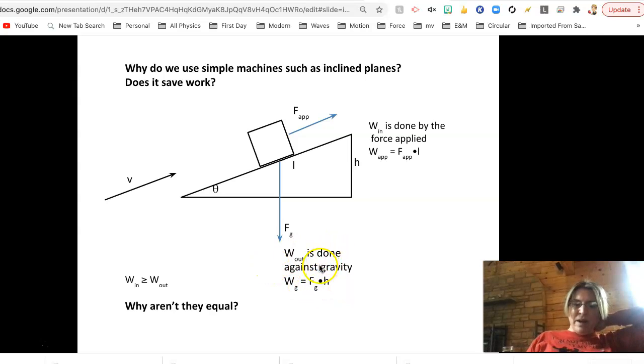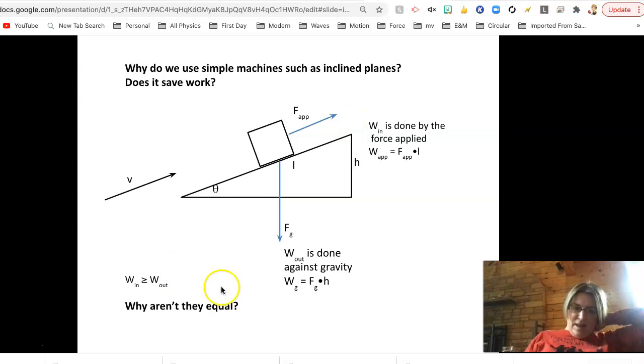Okay. And we might call that work out because the reason that we're trying to move this box up a ramp is to get the box lifted, right? Then you can say the work in is the work done by the force applied. All right. And then the distance in this case would be the length of the ramp.